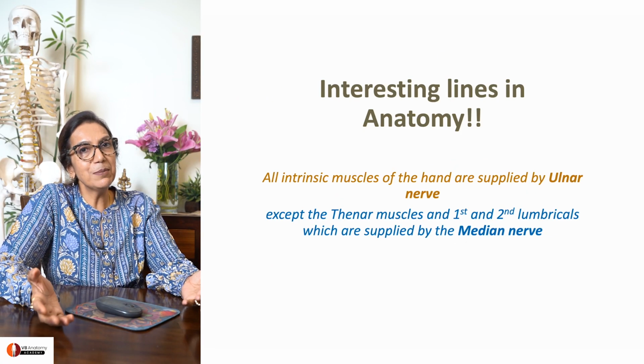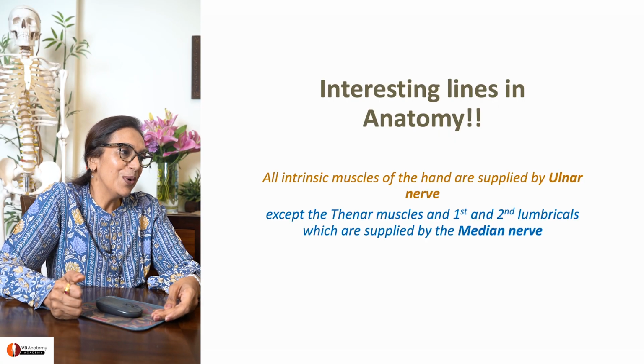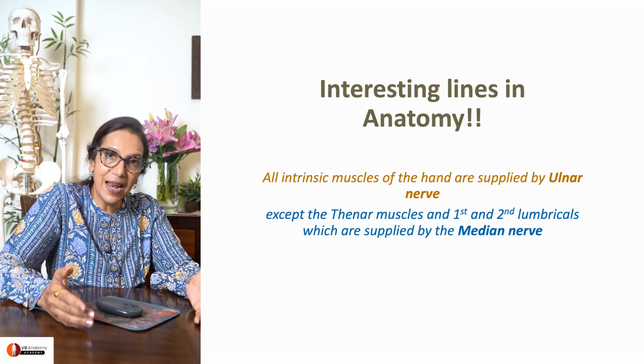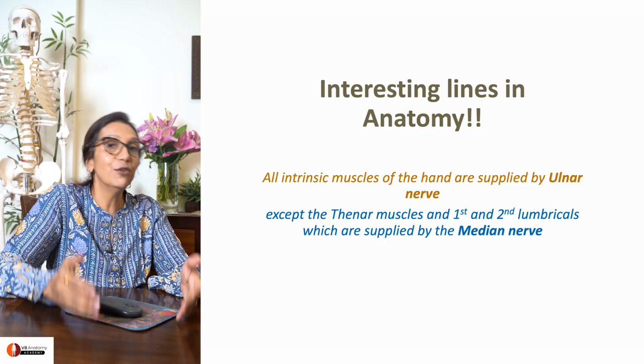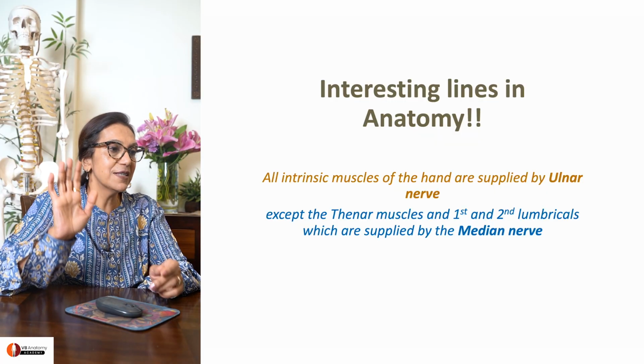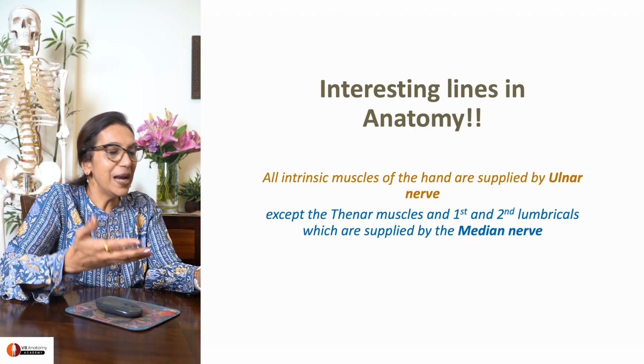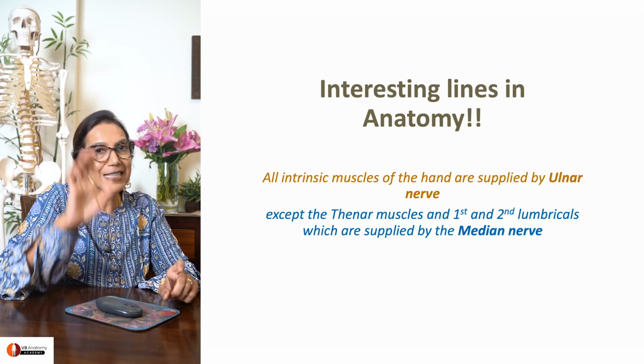So I'm going to give you some interesting lines in anatomy. All intrinsic muscles of the hand are supplied by the ulnar nerve except the thenar muscles and the first and second lumbricals, which are supplied by the median nerve. Entire nerve supply in one sentence.